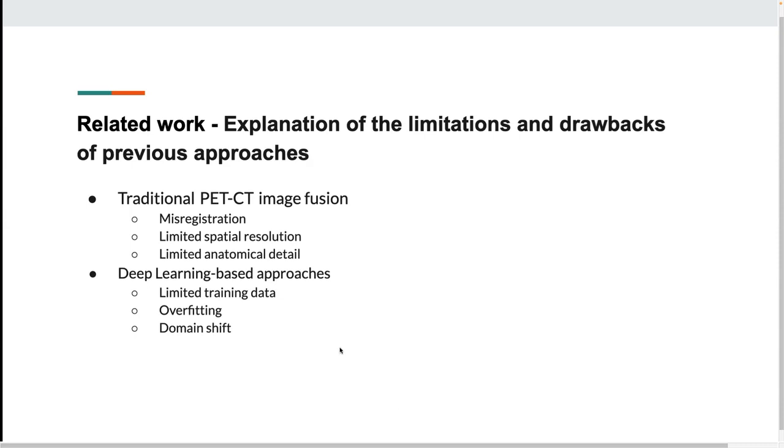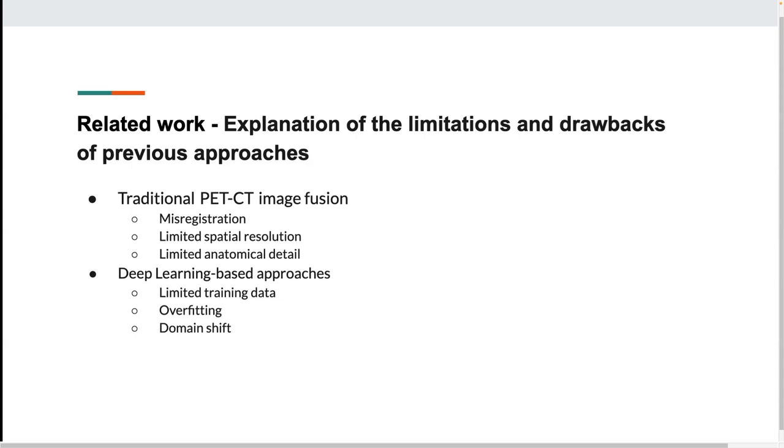Another drawback in related work is the deep learning based approach. The problem with the deep learning based approach is the limited training data. As you may know, in the medical field it's hard to gather data, and deep learning models tend to require a large amount of labeled data for training. However, data can be challenging to obtain, especially for rare diseases or imaging that is critical and hard to get. The other problem with the deep learning based approach is overfitting.